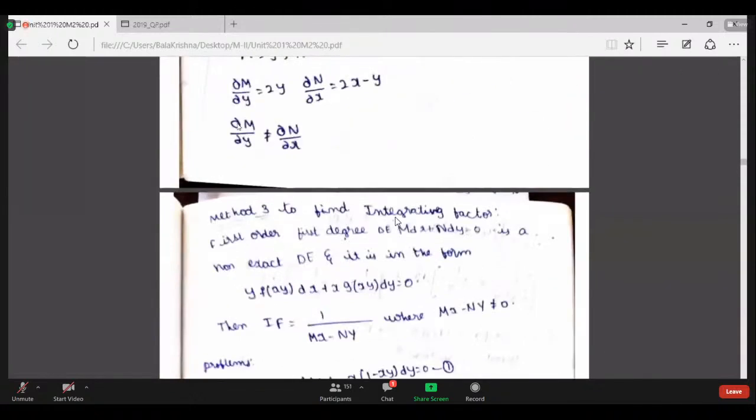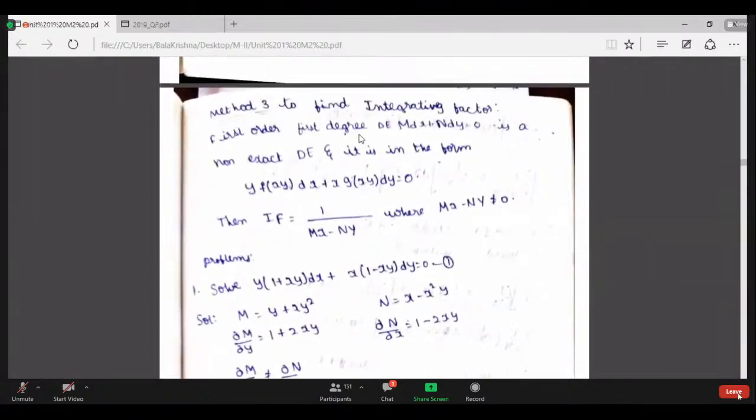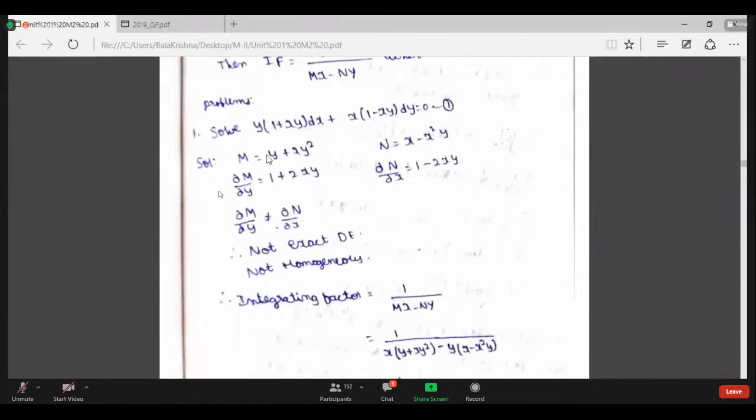Like that, let us go for the third method, that is to find the integrating factor for a non-exact differential equation. Suppose the given equation is in the form of y into a function in terms of xy plus x into another function in terms of xy. So if it is a first order first degree differential equation in this format and non-homogeneous, then its integrating factor will be 1 by mx minus ny, right? So just see this one clearly.